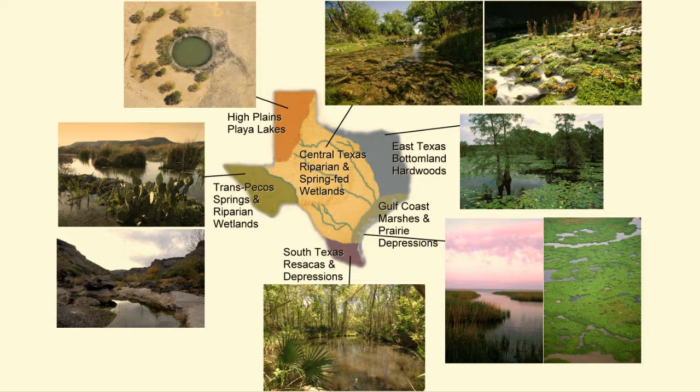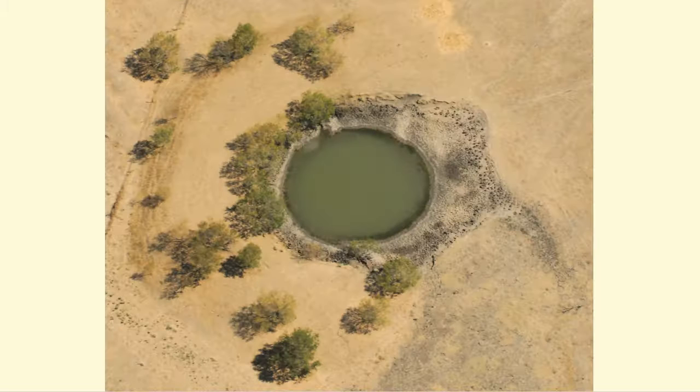Within these categories, Texas has several kinds of wetland ecosystems. Where you are located in the state will determine which kind of wetlands you see. First, the high plains.